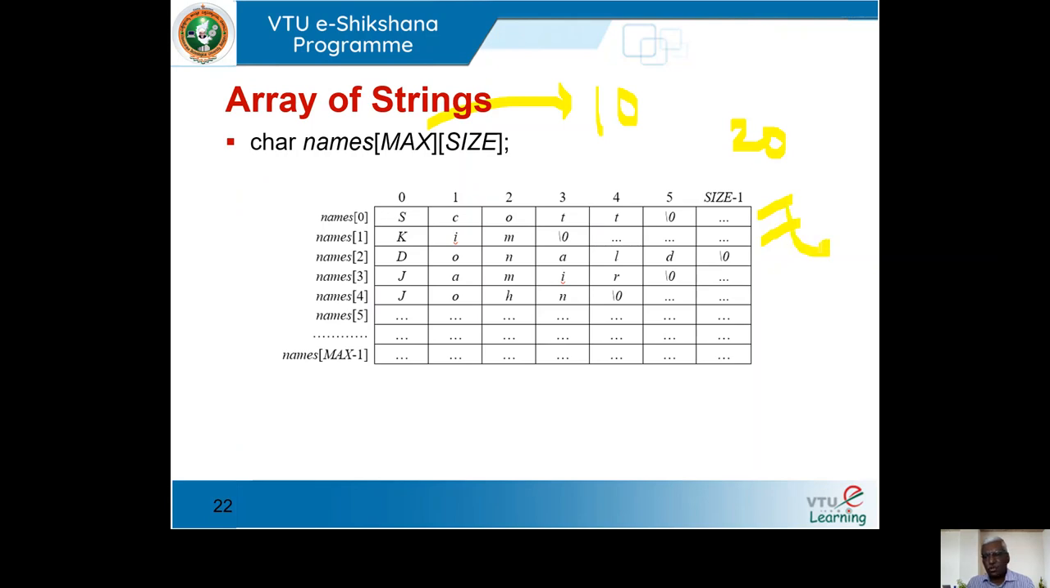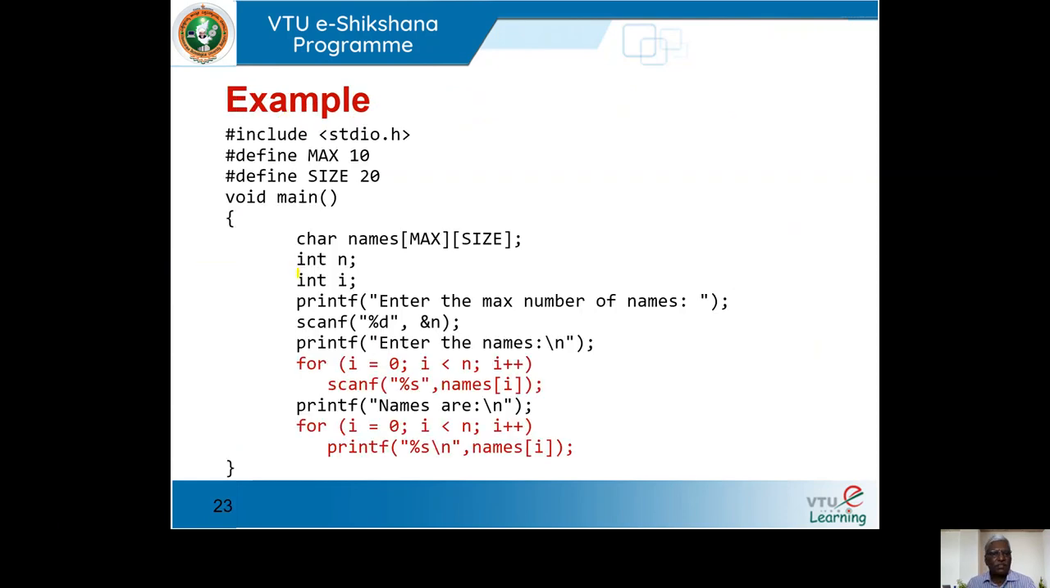Like this, I can store a set of names: names of employees, names of students, names of cities, names of countries, anything. Because each name has its own length and I want to store multiple names with a single variable, I can access names of 2. What is names of 2? This one, Donald. Names of 2 is nothing but Donald. So I can access that. This is the advantage of an array of strings.